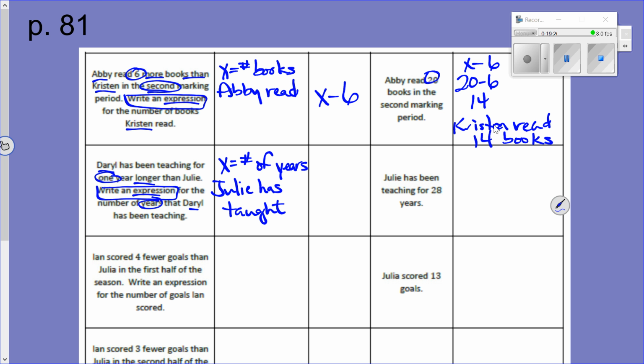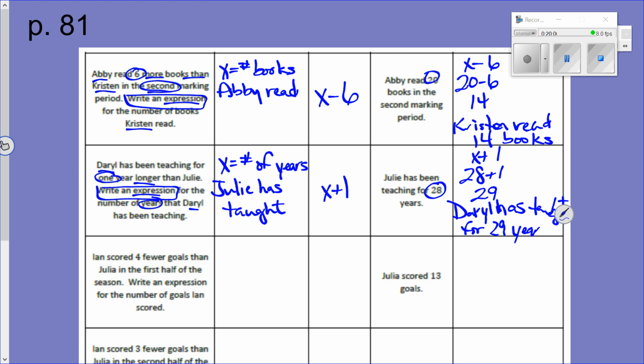Now again, from Julie's perspective, Daryl has been teaching 1 year longer, meaning from Julie I need to add 1 to get to what Daryl has taught. Julie has been teaching for 28 years, so my X plus 1 now becomes 28 plus 1, or 29. So Daryl has taught for 29 years. Go back to our problem. Daryl's 29. Is that 1 year longer than Julie at 28? Yes. Yep, so we did it correctly.